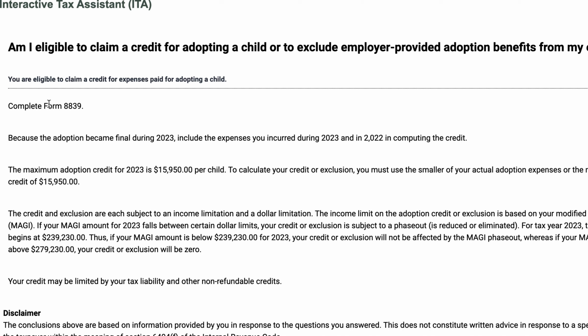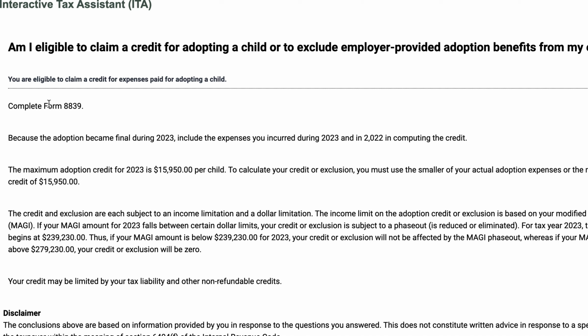So you're eligible to claim a credit for expenses paid. You can include the expenses that you incurred in the tax year that the adoption became final and in the previous tax year. So you can't claim the expenses until the adoption becomes final, but you do have the opportunity to go back to previous years to claim those expenses.